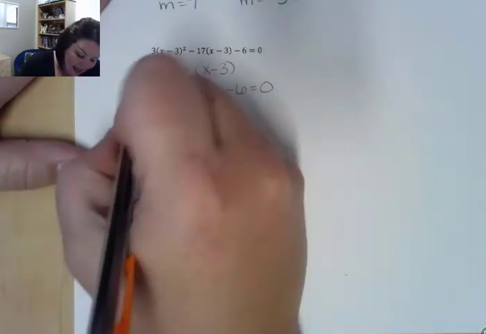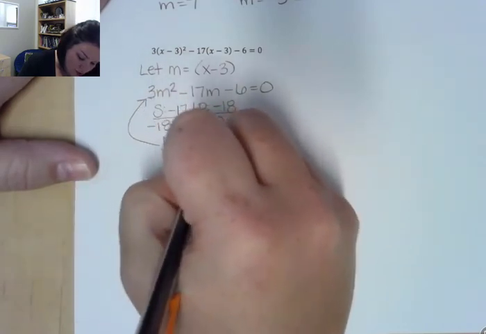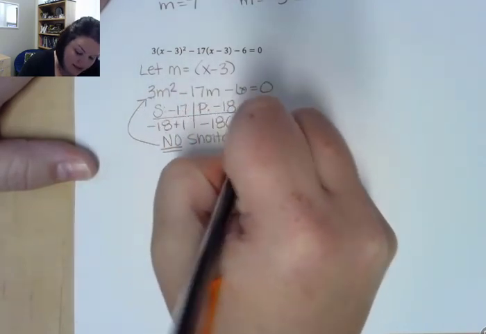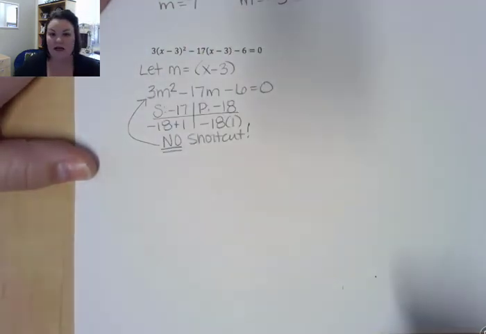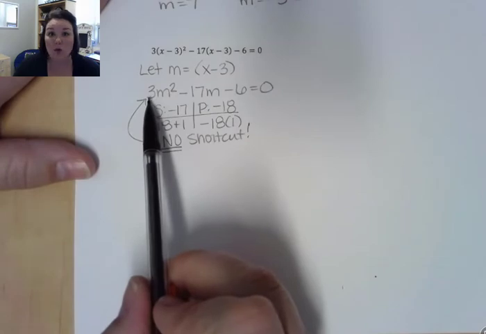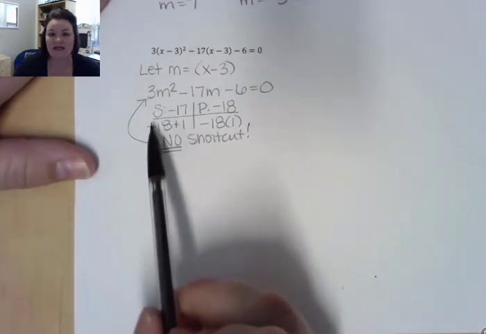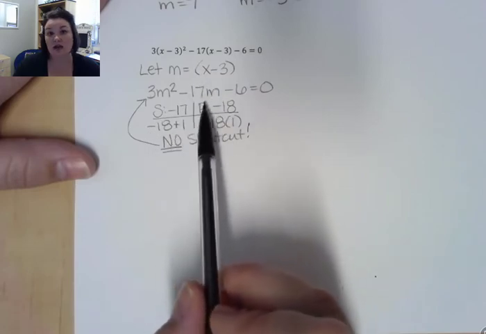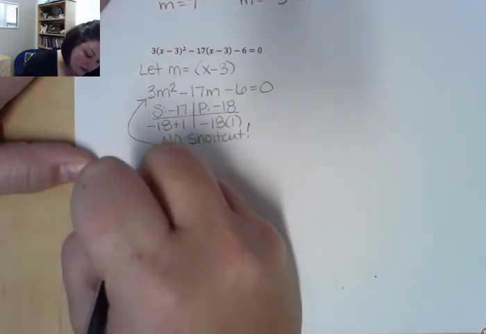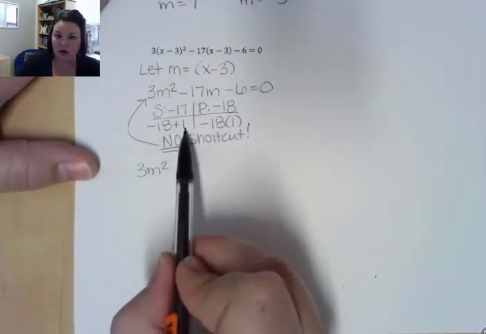But I cannot use my shortcut. No shortcut, because my leading coefficient here is not a 1. Right? And if my leading coefficient is not a 1, I can't just say these are my factors. So I'm going to take these numbers and I'm going to replace this middle m term so that I can do grouping. So this will give me 3m squared.